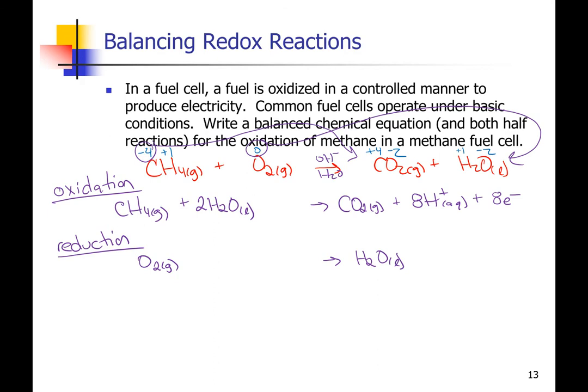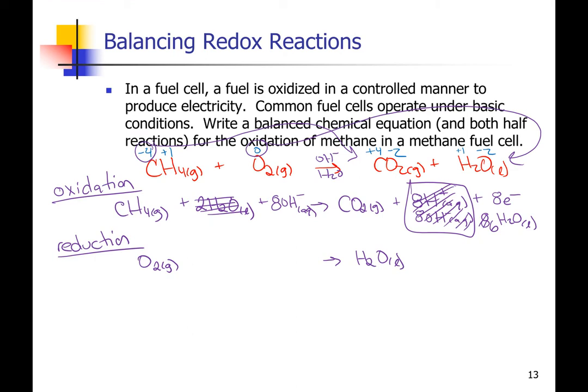Because this is in base, I can't leave my solvated protons there, so I'm going to have to add 8 hydroxide ions to both sides of the equation. The 8 protons and 8 hydroxides on the product side combine to make 8 water molecules. And the 2 water molecules on the reactant side are going to cancel out with 2 of those 8 water molecules, leaving me with 6 water molecules.